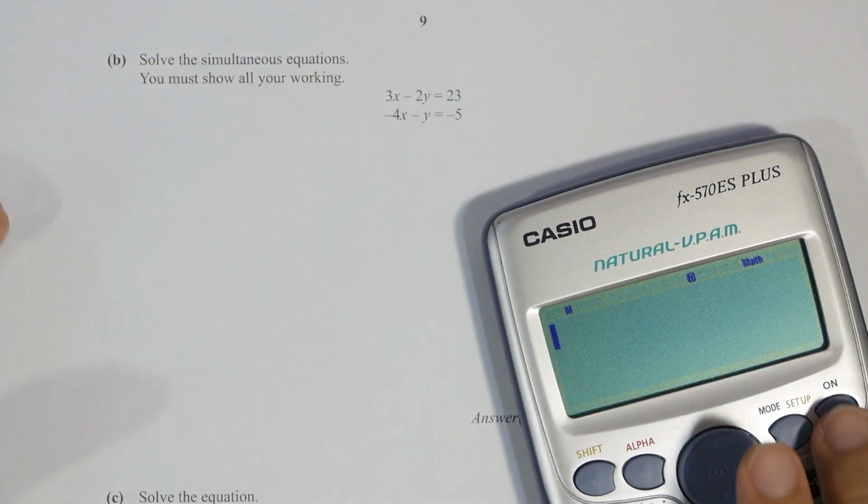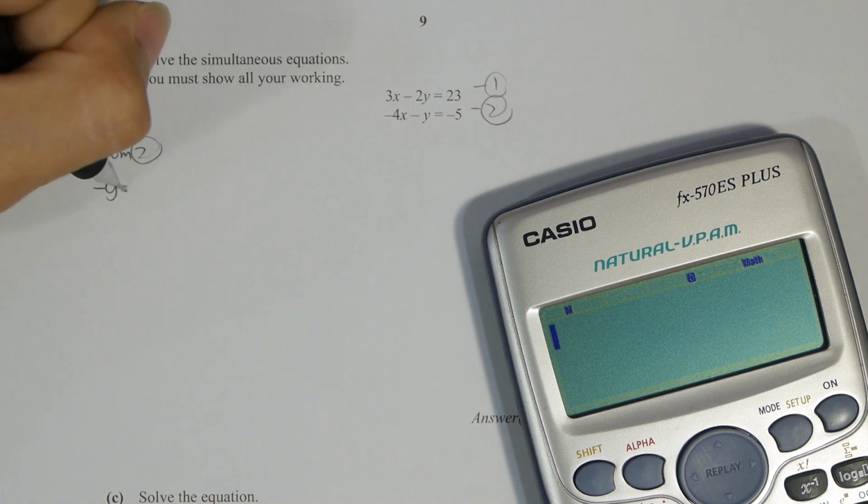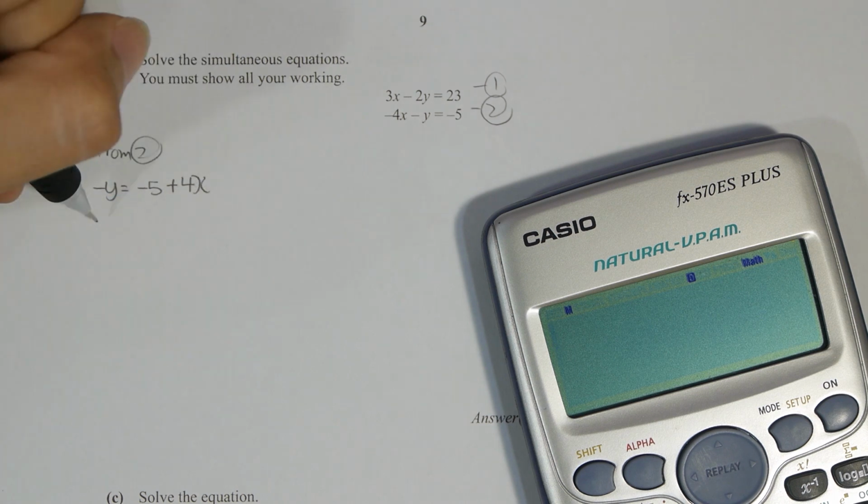So for part B, this is some basic simultaneous equation, so I won't do any voiceover for this particular part. You can just refer to my working and sort it out.